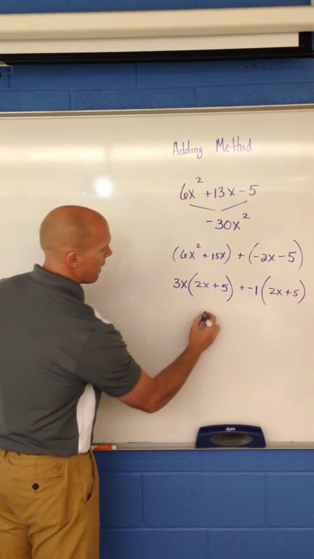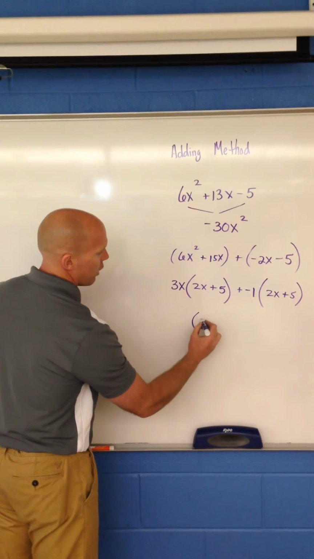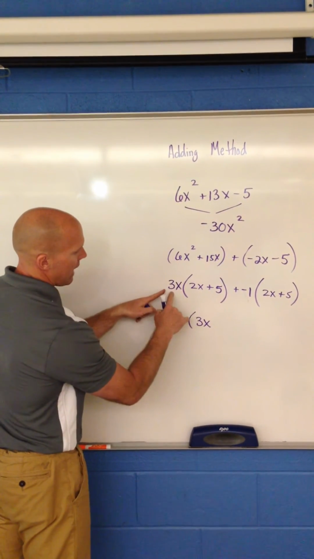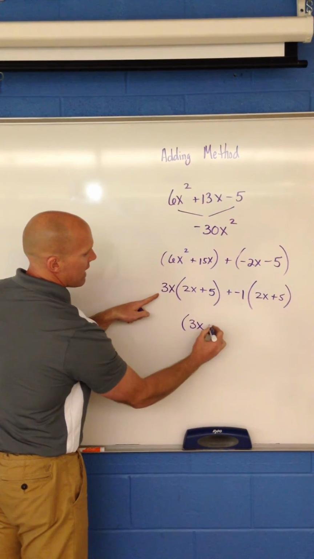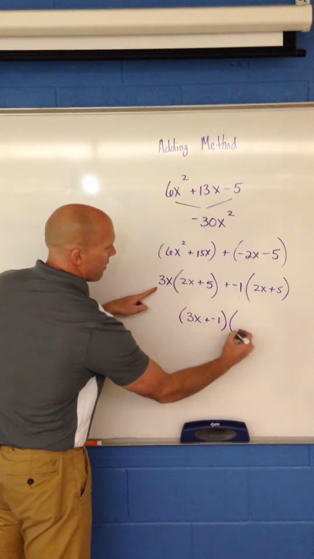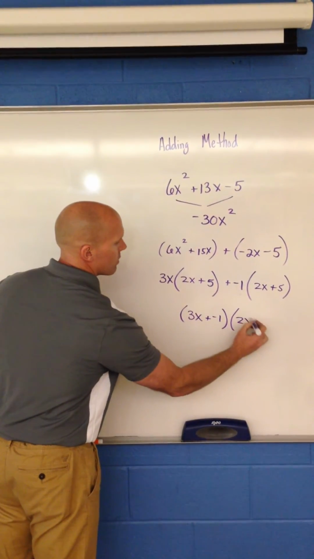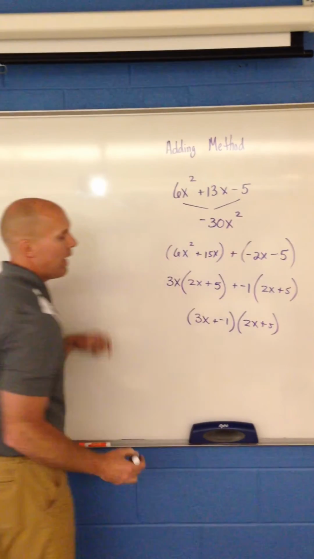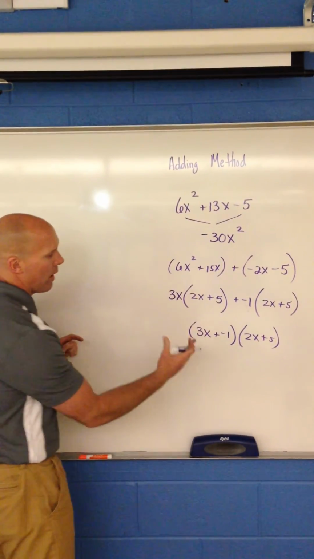So now my product of binomials is I take this 3x, I put it here, plus that negative 1, and then my other binomial is 2x plus 5. And to check that I'm correct, I'm going to go ahead and FOIL.